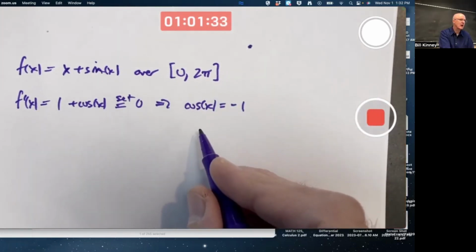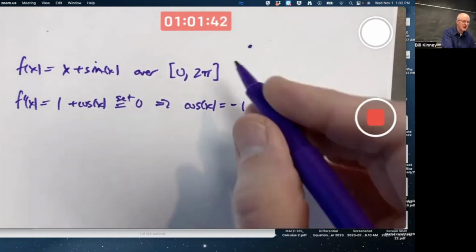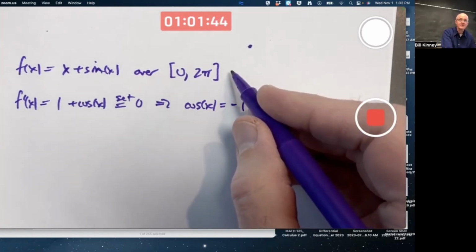If I apply the inverse cosine function to this, would I get that answer? You do happen to for this example, but if I change the interval, you would not.